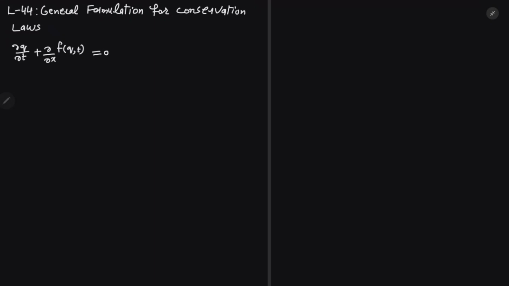From this video, we will develop formulas for the conservation laws. Remember that by conservation laws, we mean some equation which is written in this form. But remember that we also need to put the value of f of q, t over here. For example, if f(q,t) is u bar q, then we have the advection equation and so on.